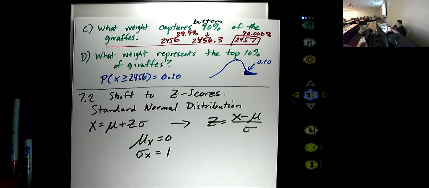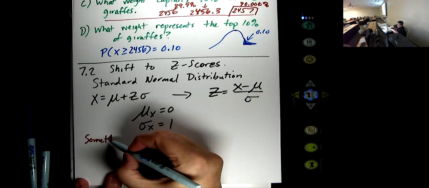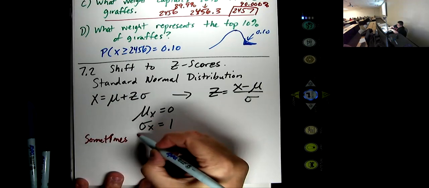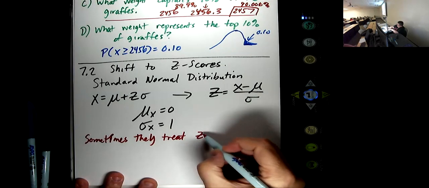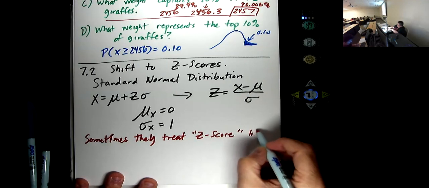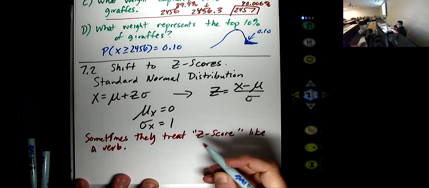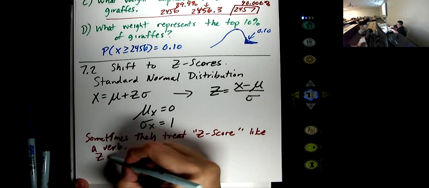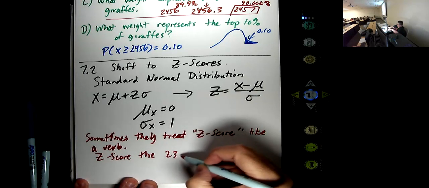Sometimes they treat z-score like a verb rather than a noun. It's a number, it's a noun. Like, z-score the 2,300 pound giraffe?